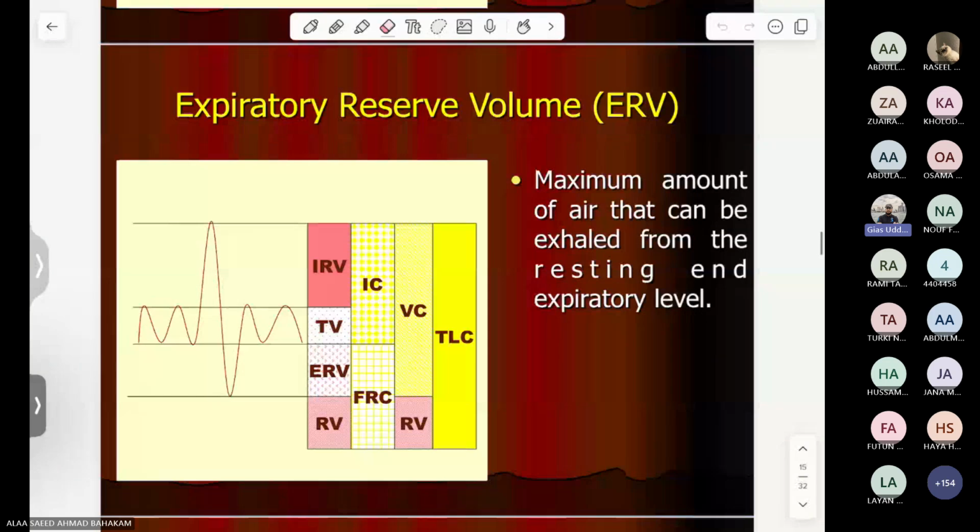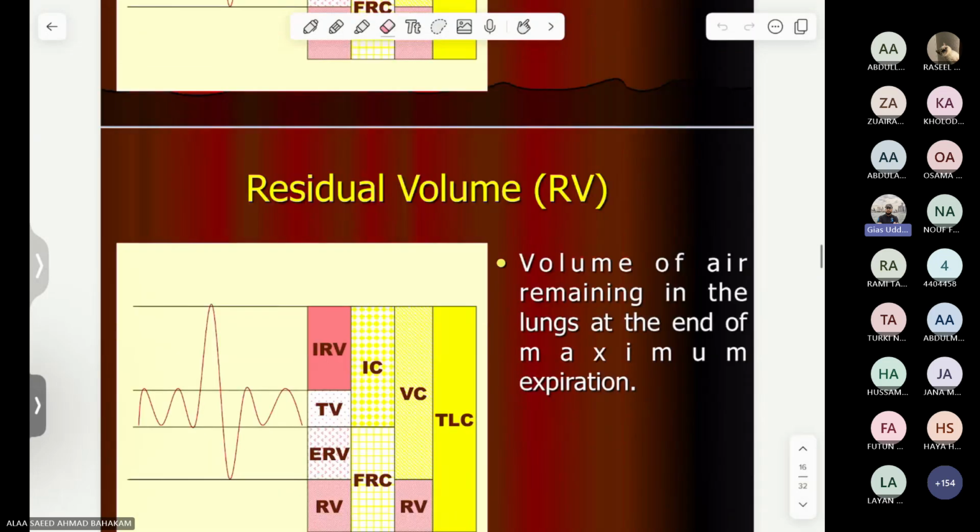Okay. The third one is the ERV, the bottom one. ERV is the maximum amount of air that can be exhaled from the resting end of the expiratory level. ERV. Okay, next one.